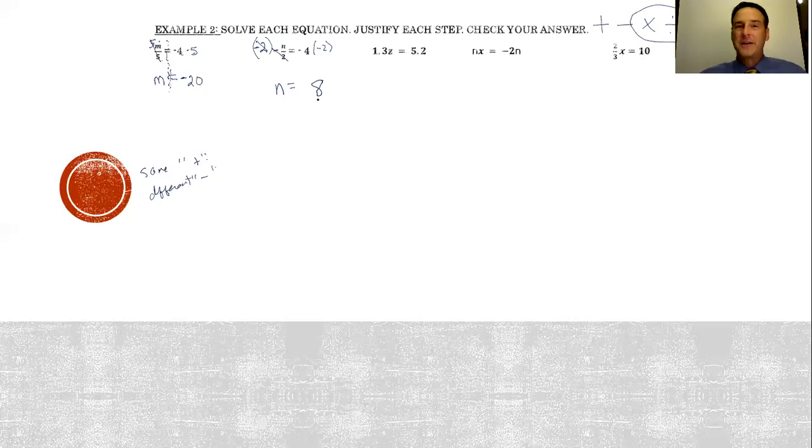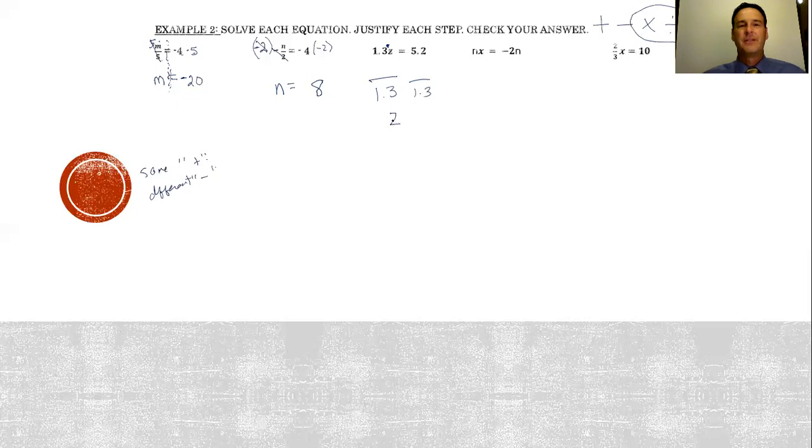All right, now, if I look at the next one, it's a little bit different. I don't have this bar with a number next to it. In fact, I have this 1.3 with a z next to it. We are going to imply that there is a times sign in between there when you do not see a symbol. So that is basically 1.3 times z equals 5.2. And since I'm using multiplication in this equation, the inverse operation is the opposite of that, which is division. So I'm going to now divide by 1.3.